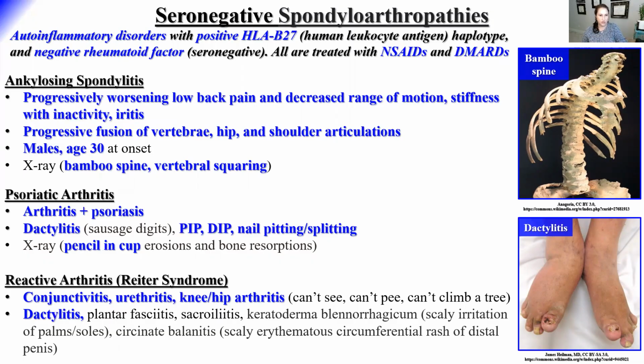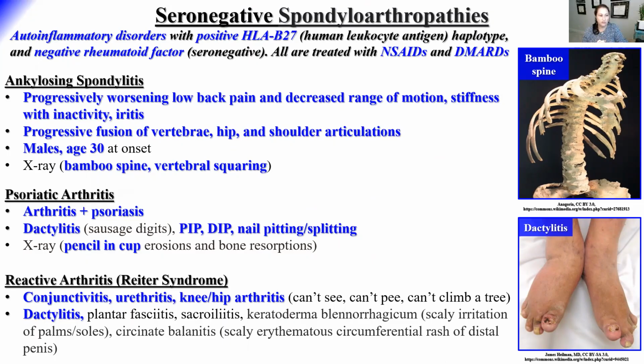There's 3 diseases we'll talk about here. Ankylosing spondylitis is the first one. This is going to be a younger male, usually at age 30 in onset. He's going to present with progressively worsening lower back pain and decreased range of motion, stiffness with activity, and usually eyes are affected as well, so an iritis. This is a progressive fusion of the vertebra, the hip, and the shoulder articulations with the spine.